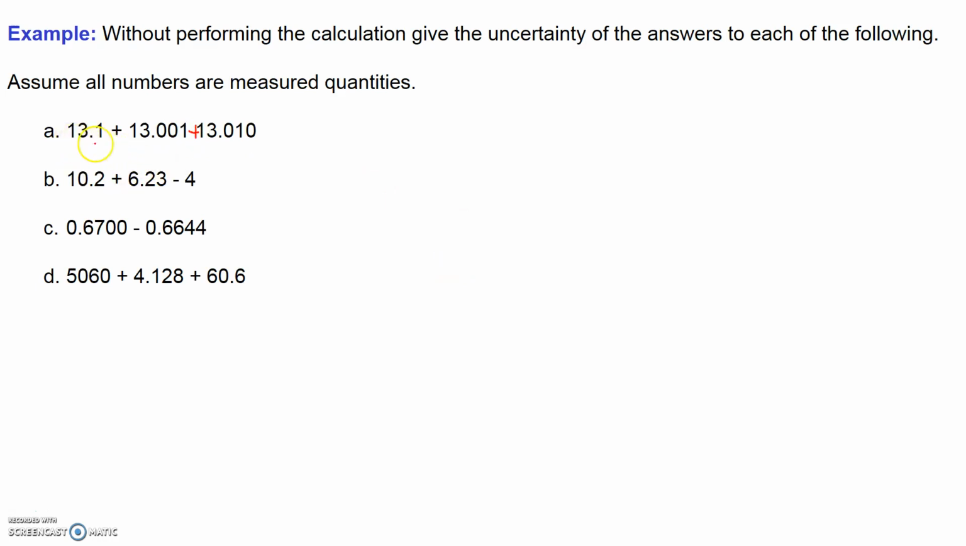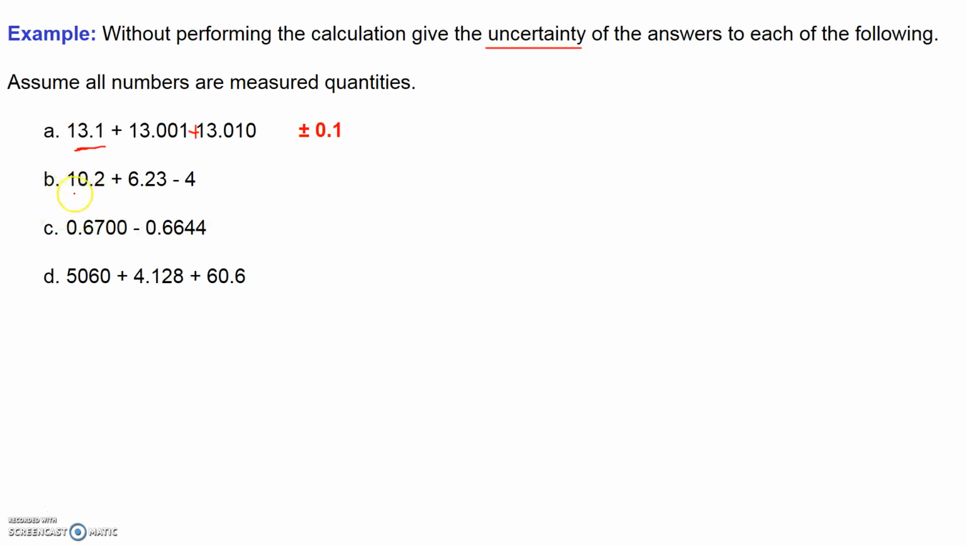We've got 13.1, 13.001, 13.010, and it's all about the uncertainty in this case because we're looking for which one has the biggest plus or minus. This one is plus or minus 0.1, and then these last two are plus or minus 0.001. So this is the guy that has the biggest uncertainty, so that's going to be plus or minus 0.1.